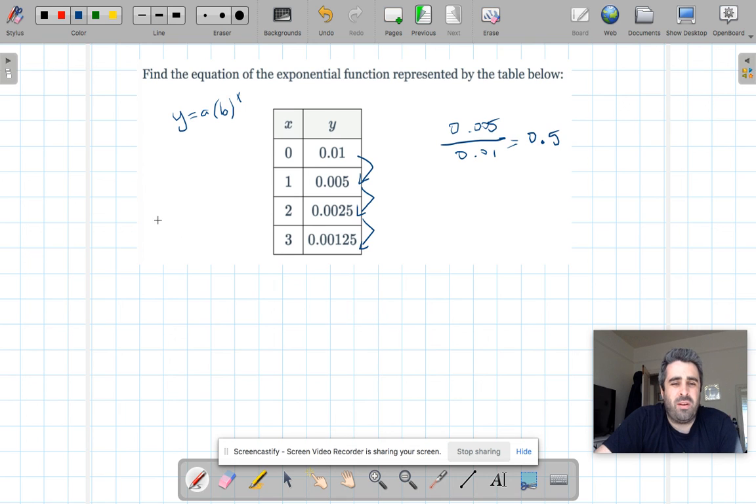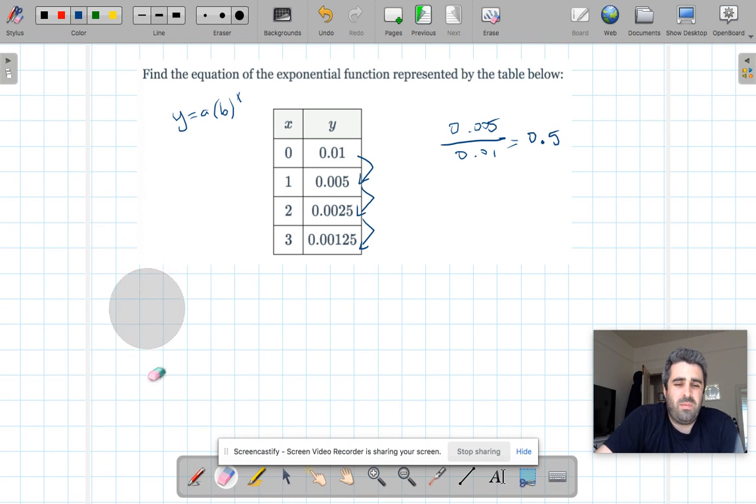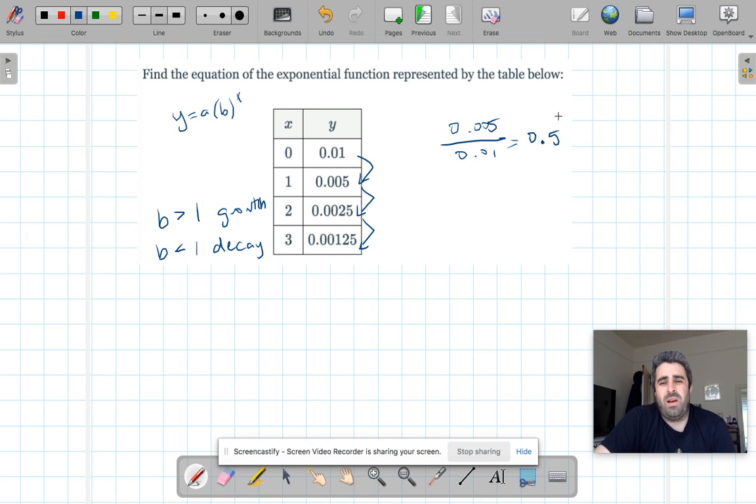And I didn't write this earlier, but if the b value, sorry, not the a value, if the b value is greater than 1, we have exponential growth. And if the b value is less than 1, we have exponential decay. And in this case, right, it's less than 1, so we know this is exponential decay. I could also tell that it's exponential decay because the numbers are getting smaller. And I know, obviously, it's not linear because it's changing each time.